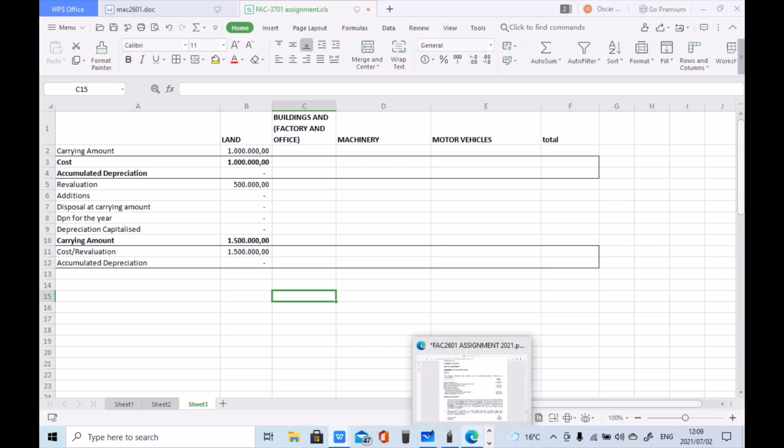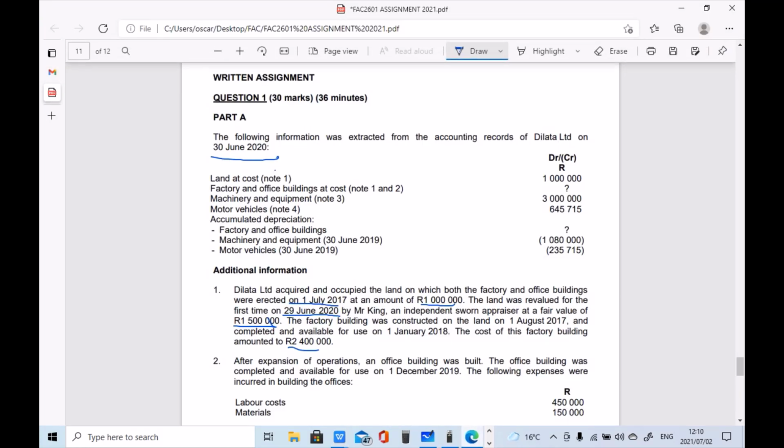So we move on to look at the buildings. This is just the land. So we are now moving on to look at the buildings and see what happened there. So the land was revalued. Okay, we're done with that. The factory building was constructed on 1 August 2019, right? And then here we're not given the accumulated depreciation, which means we might have to figure that ourselves.